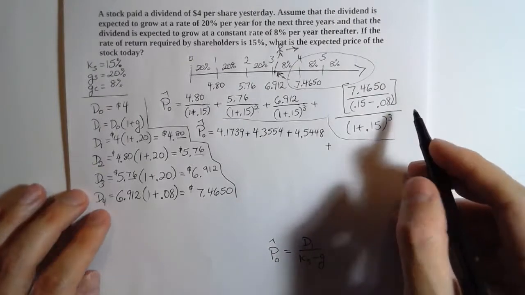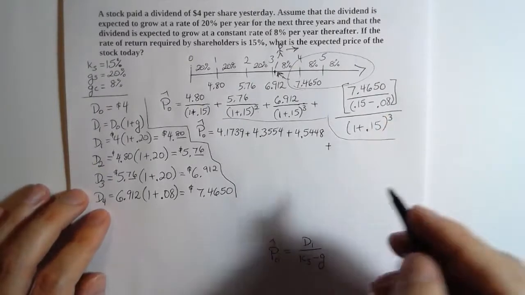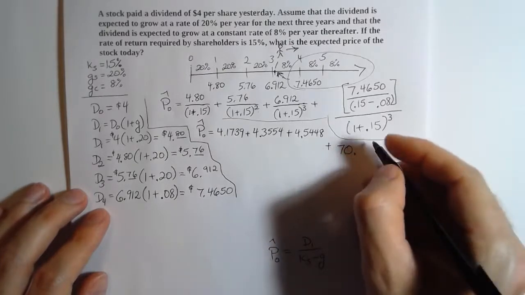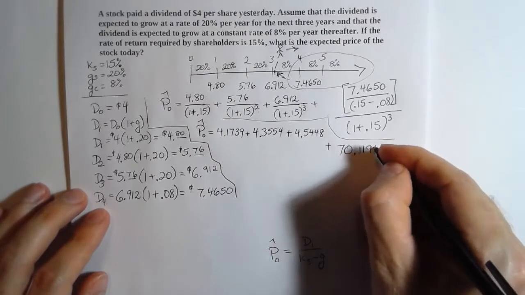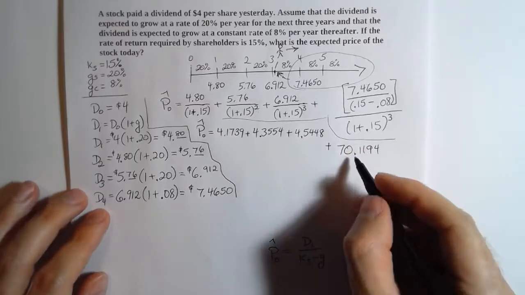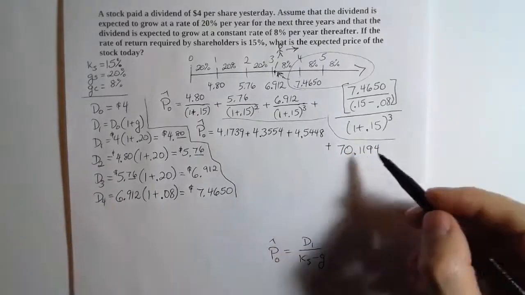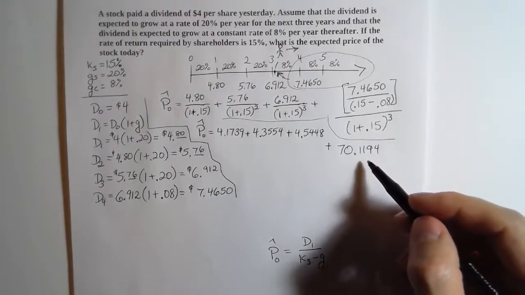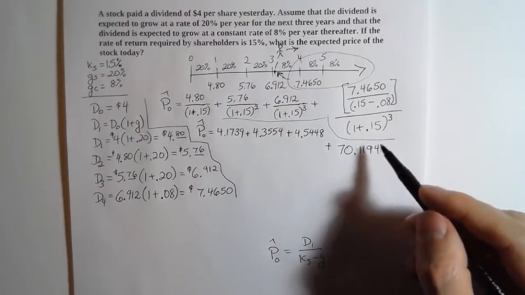So let me put down the number that I got when I worked it out. And what I got was 70.1194. So let's talk about what's going on with that, because you might have looked at that kind of number and thought, wait a minute, that can't possibly be right. But actually it is. So let's talk about why.